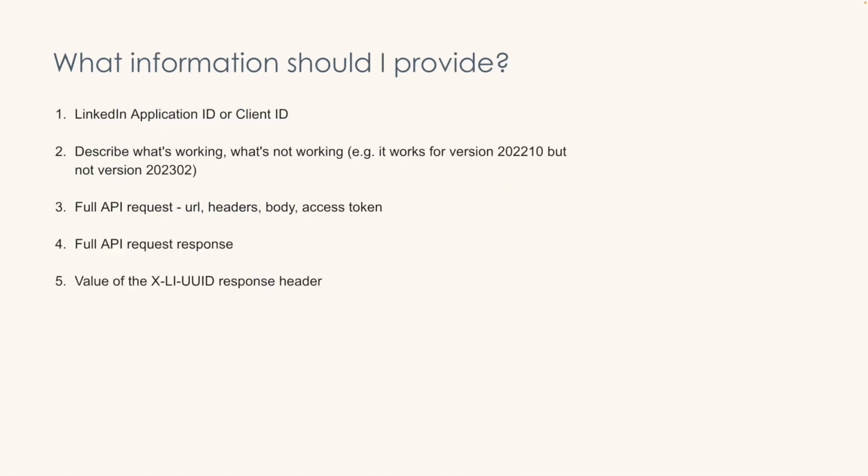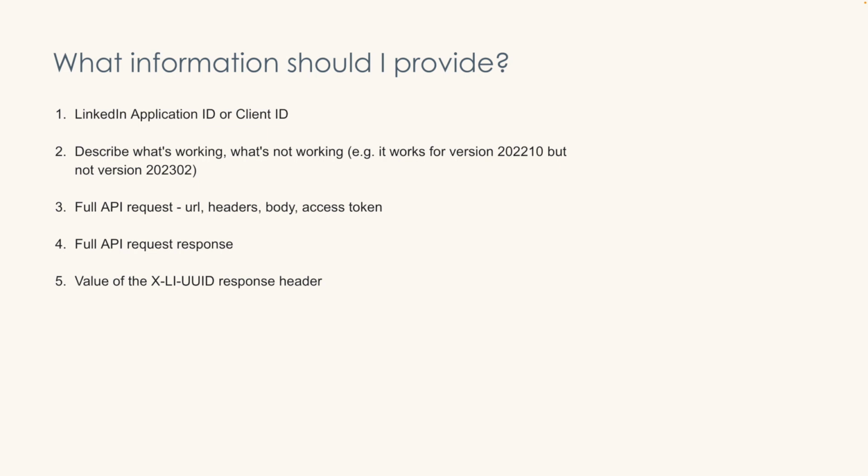So when you submit that API support ticket, what information should you provide? Well, you want to provide as much information and context ahead of time to avoid any unnecessary back and forth. So first things first, always provide your LinkedIn application ID or client ID so we understand where these requests are originating from. Next, be sure to describe what's working and what's not working.